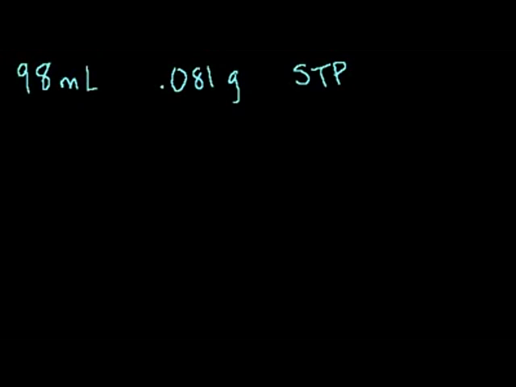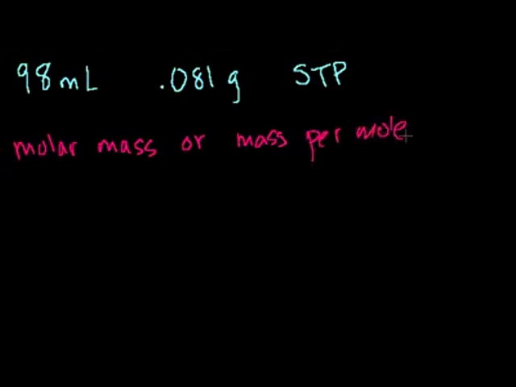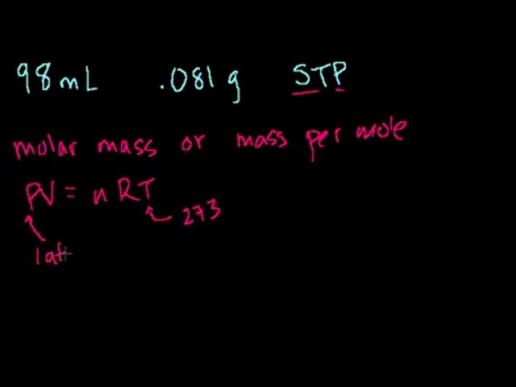So they want to know the mass per mole. So molar mass, or the mass per mole. Now, we could just substitute this into PV is equal to nRT. We know what standard temperature and pressure are. Standard temperature is 273 degrees Kelvin. Standard pressure is 1 atmosphere, and then of course they're giving us 98 milliliters, and then you can just solve for how many moles we have. And actually, maybe I'll do that.